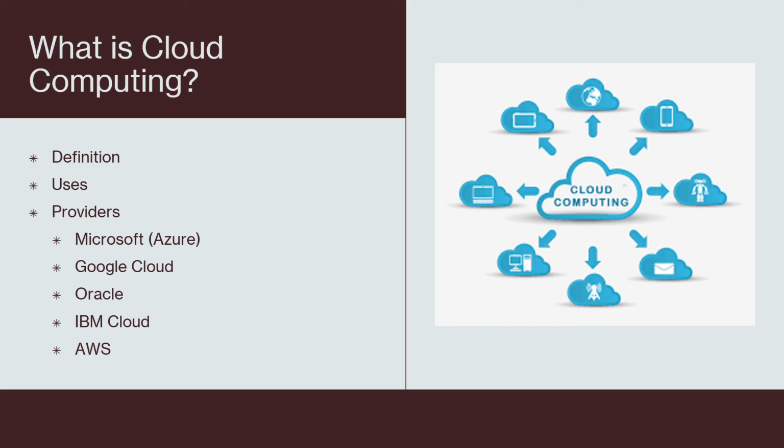There are several cloud computing providers such as Microsoft Azure, Google Cloud, Oracle, IBM Cloud, and AWS. The one we'll be focusing on for this project is AWS, and we'll highlight how Amazon uses discrete mathematics in their cloud computing.